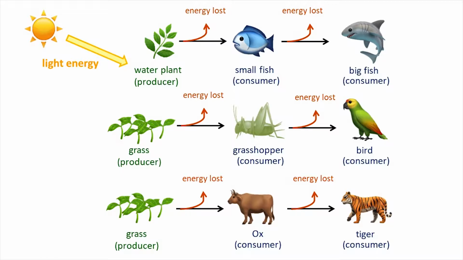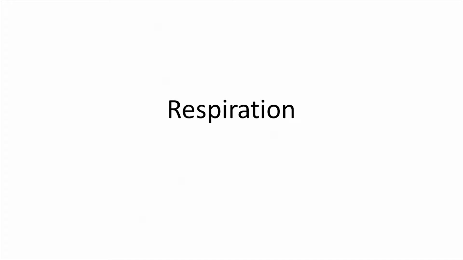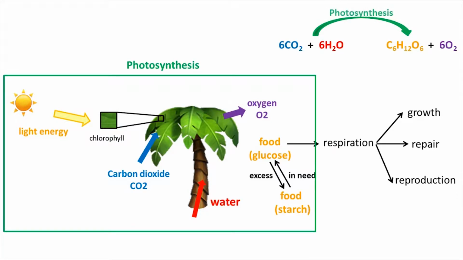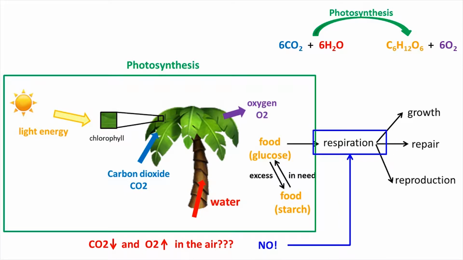We previously talked about photosynthesis, a process taking up carbon dioxide from the air and releasing oxygen into the atmosphere. You may wonder if the amount of carbon dioxide and oxygen would continuously decrease and increase respectively. Of course not, as all living things carry out respiration. Respiration takes up oxygen and releases carbon dioxide, as opposed to photosynthesis. We'll talk about this right now.